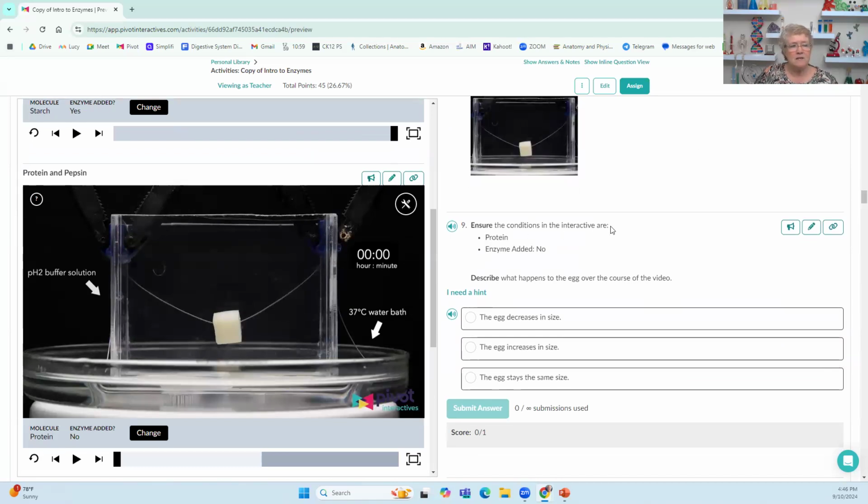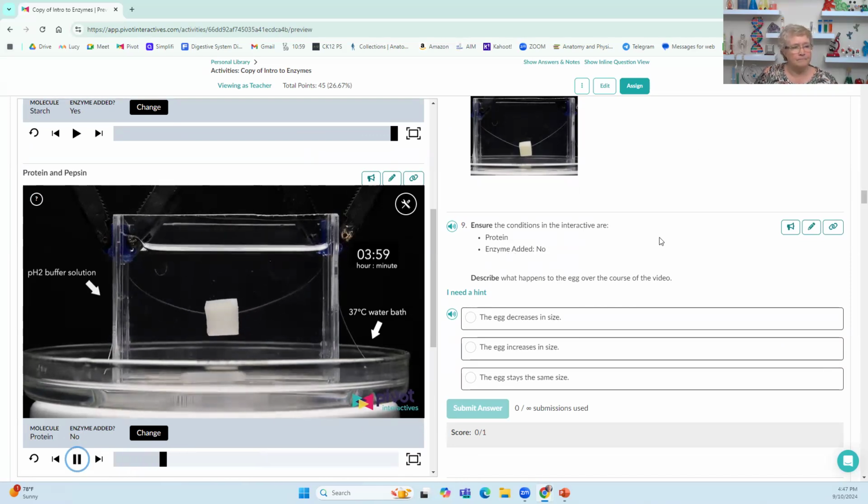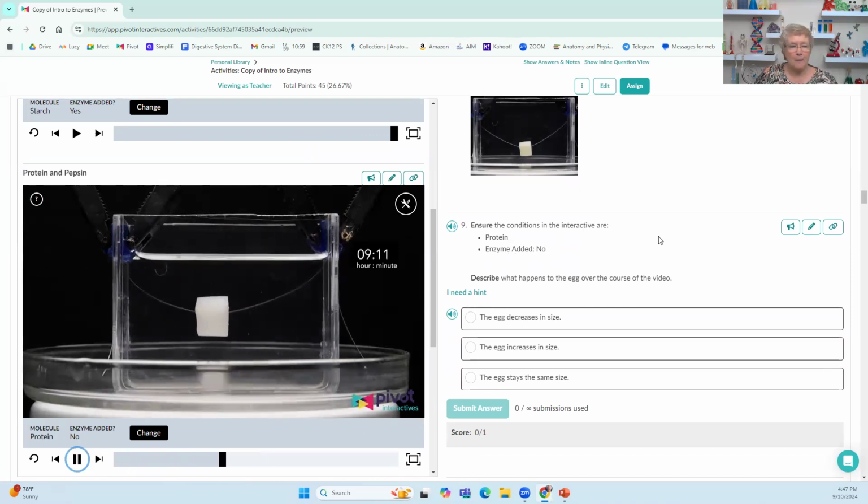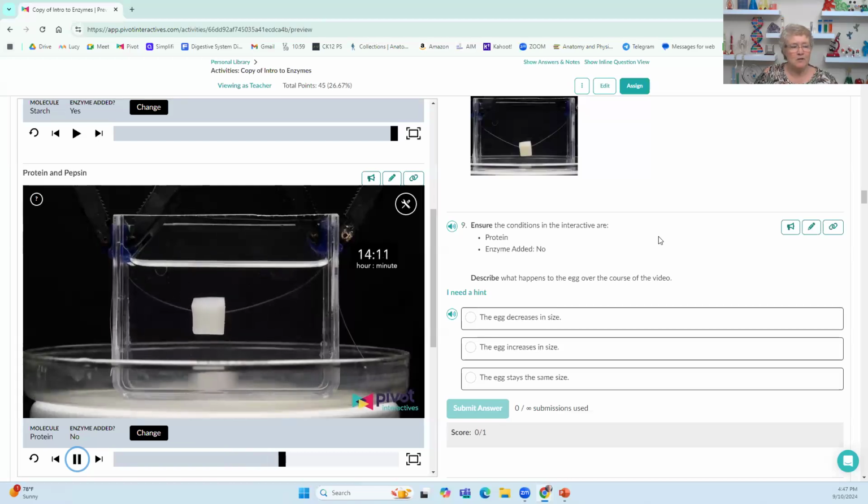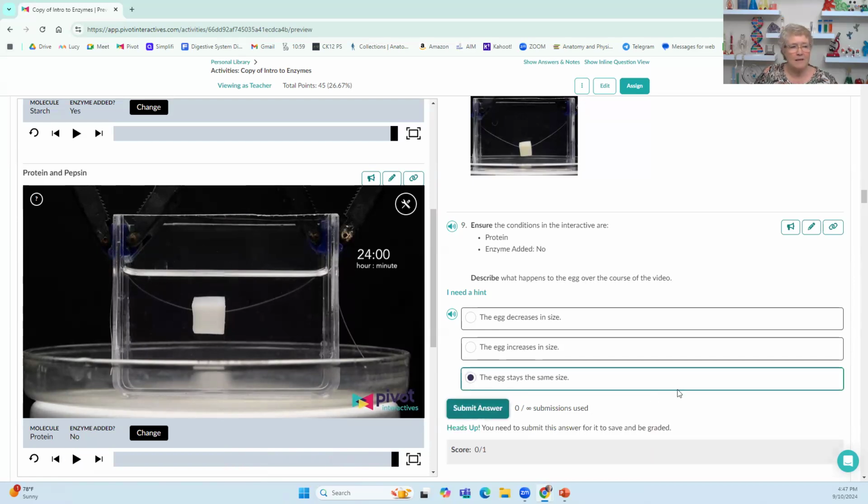All right, information only. Come down here. Ensure the conditions in the interactive are protein with no enzyme added. Protein, no enzyme added. All right, now let's watch and see what happens when there's no enzyme. Think about what you think is going to happen. Make a hypothesis. When there's no enzyme, nothing's going to happen. It didn't change. So what happened to the egg over the course of the video? It stayed the same. The egg stays the same size.